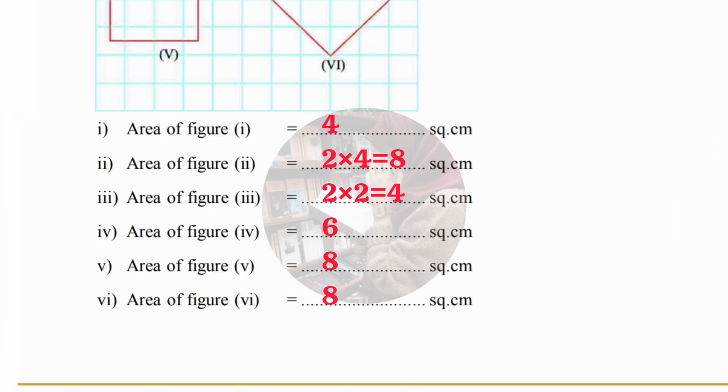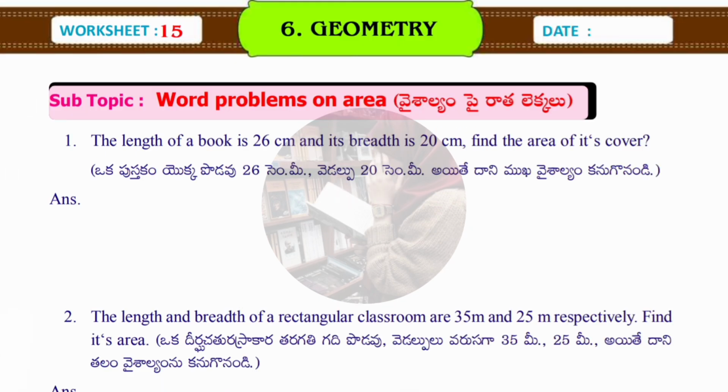So let's see this. The area of the first picture is 4 square centimeters. Then the area of the second picture is 2 into 4, means 8 square centimeters. Then the third picture area is 2 into 2, means 4 square centimeters. Then the fourth picture area is 6 square centimeters. Then the area of the fifth picture is 8 square centimeters. Then the area of the sixth picture is again 8 square centimeters. Understood guys? Let's move on to the next worksheet, worksheet number 15.